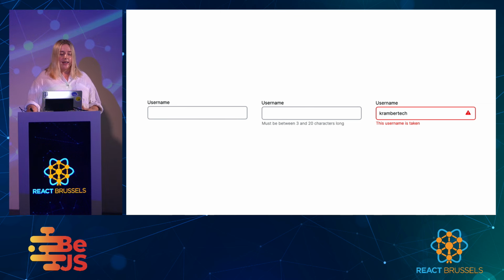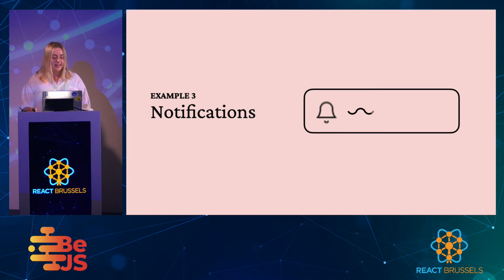When talking about inputs, we learned how to use ARIA to set accessible descriptions, to expose validation errors, and required and optional fields. Now, the last example I want to cover, and in my opinion the most interesting one, is how to implement accessible notifications.